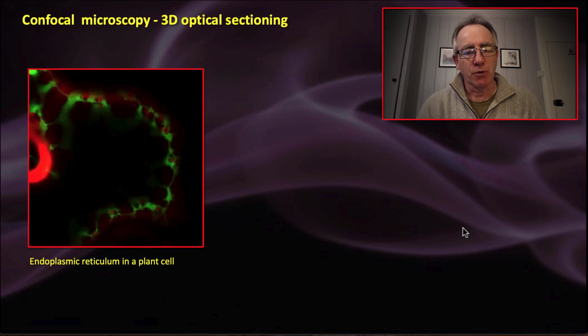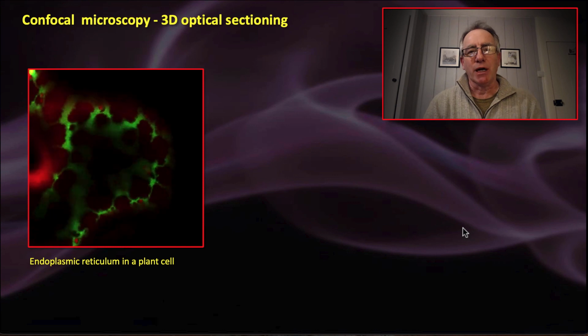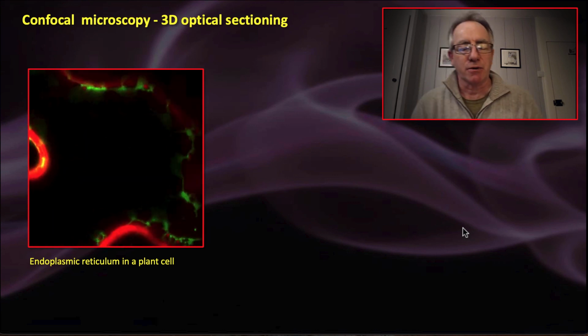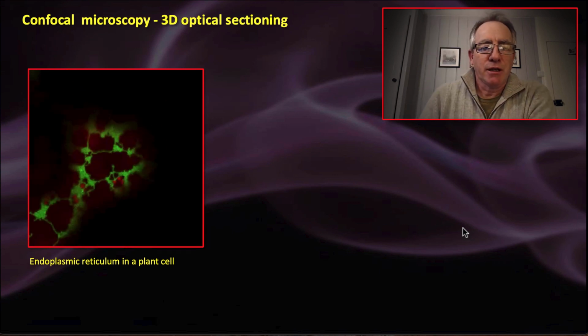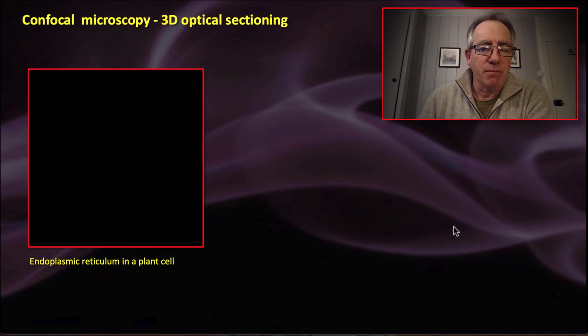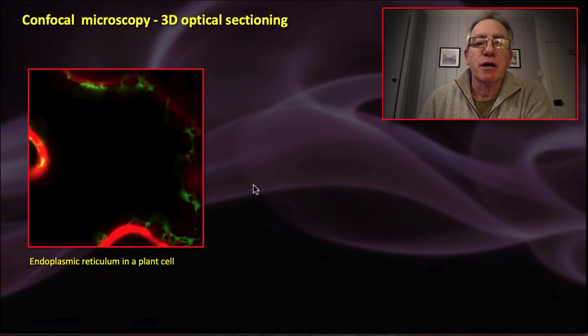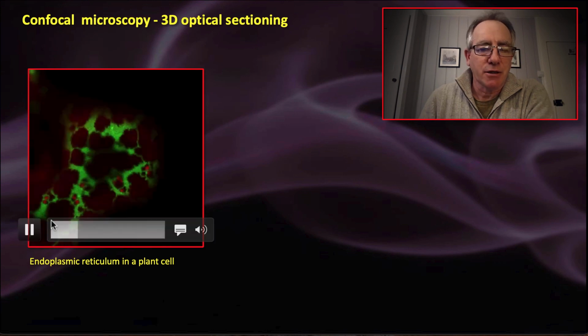Show you a real-world example of this. This is a living plant cell. Well, it was living when I made the movie. I don't expect it's still living. If it is living, it's the longest-lived tobacco plant of all time. What we're doing is we're looking at a single cell, part of a single cell. I'm just going to stop it.